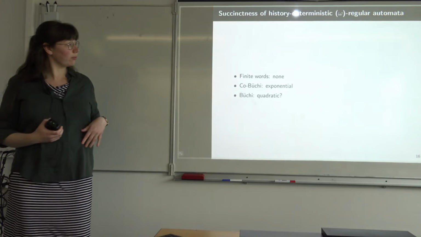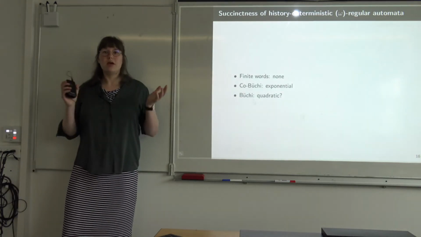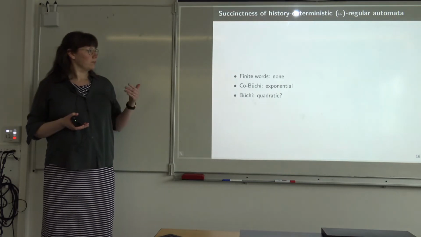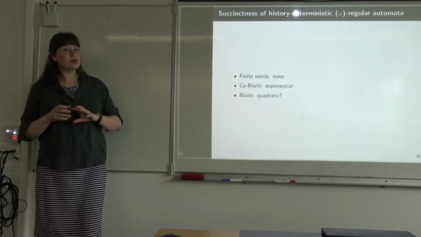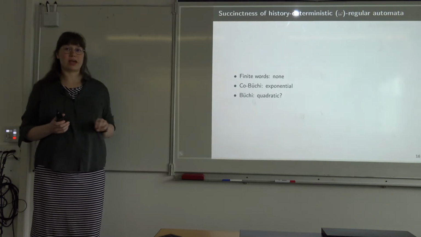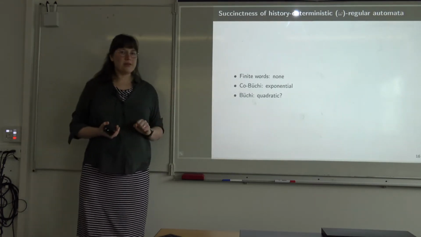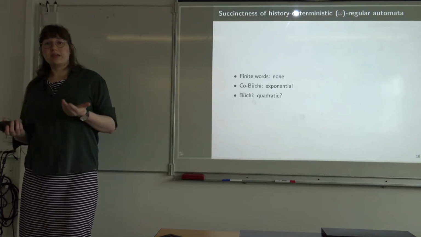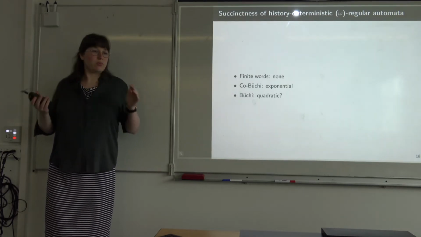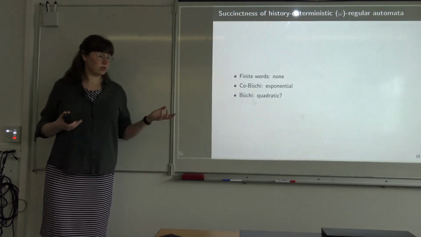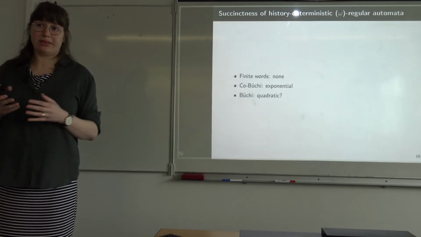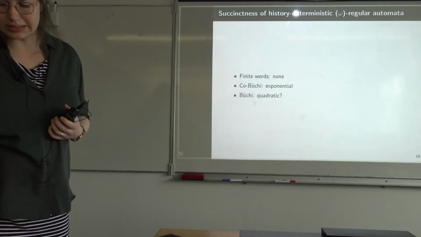So instead, I'll just sum up what we know. On finite words, history determinism is in fact fairly boring, at least for finite automata. Namely, in that case, all history deterministic automata contain an equivalent deterministic automaton. As I said, for the co-Büchi case, we get an exponential succinctness gain. For the Büchi case, there's a bit of a gap. So we know that the succinctness gain is at most quadratic, but we have no lower bounds. So it could be that all history deterministic Büchi automata have an equivalent deterministic automaton of the same size, or it might be that there's a quadratic succinctness gain.